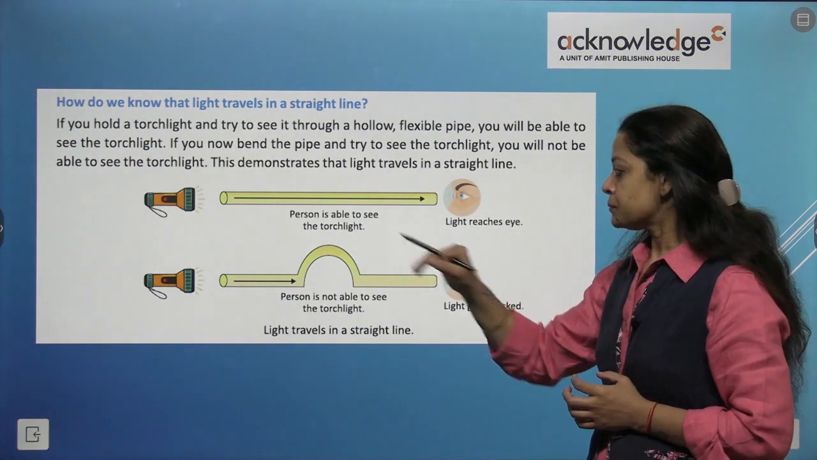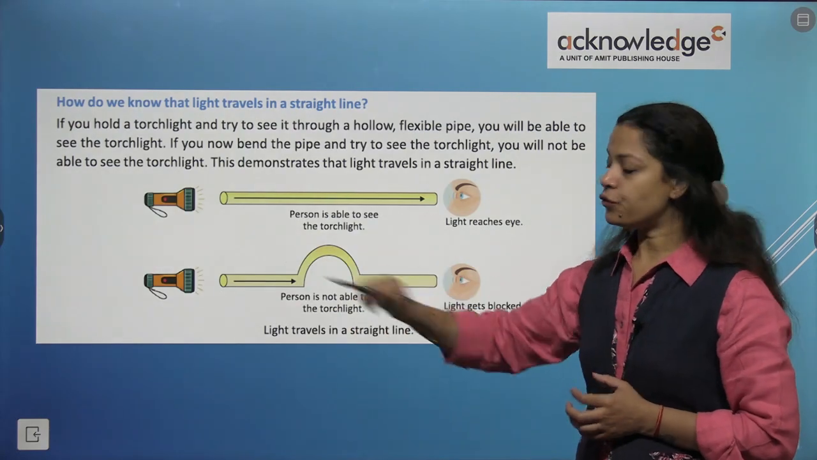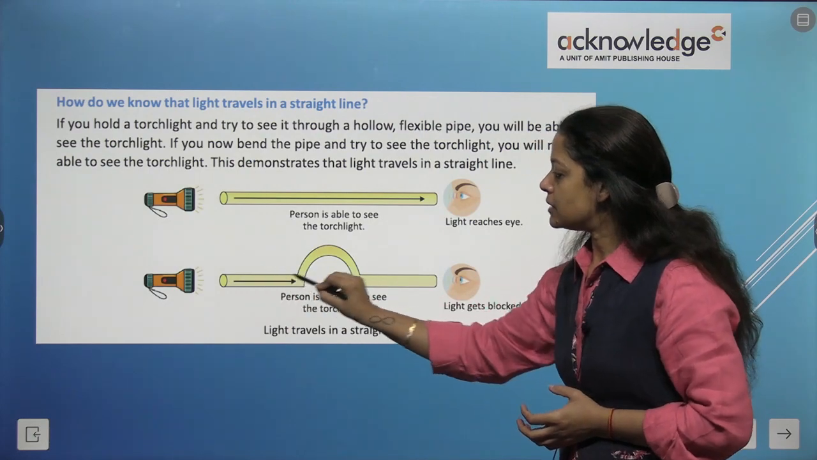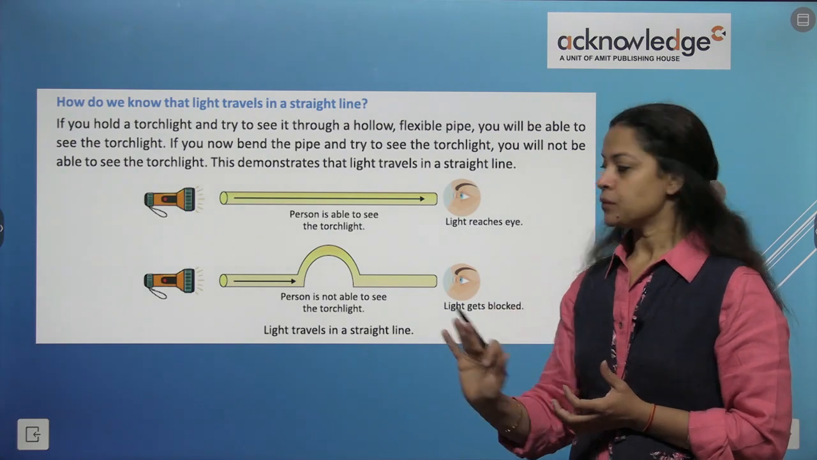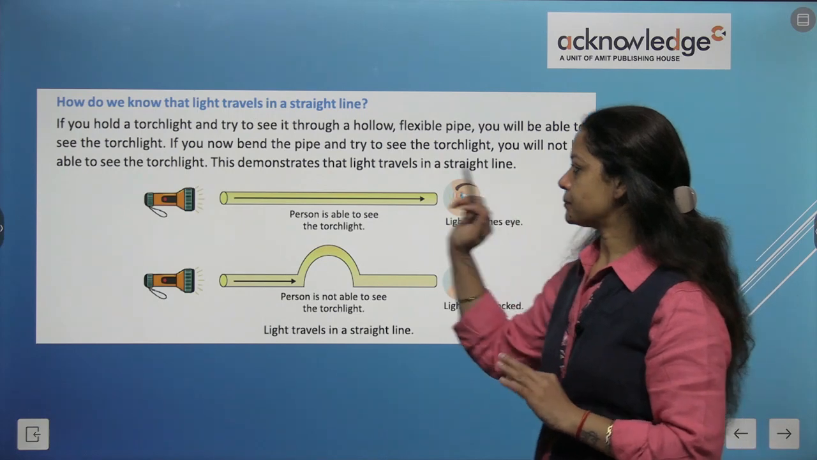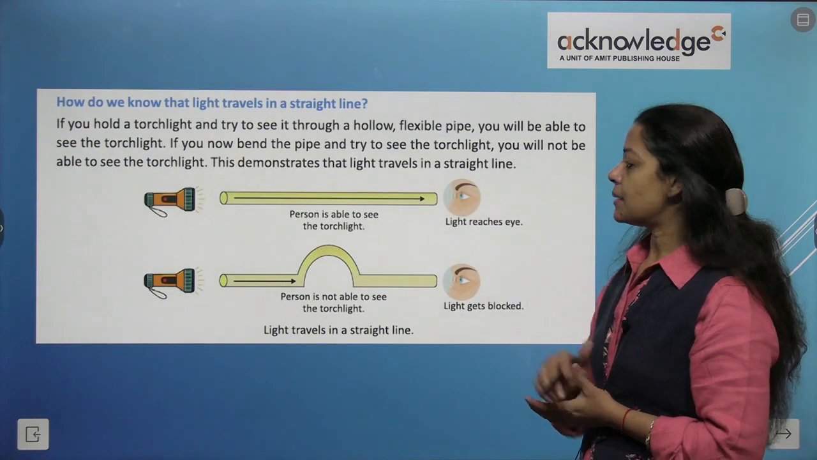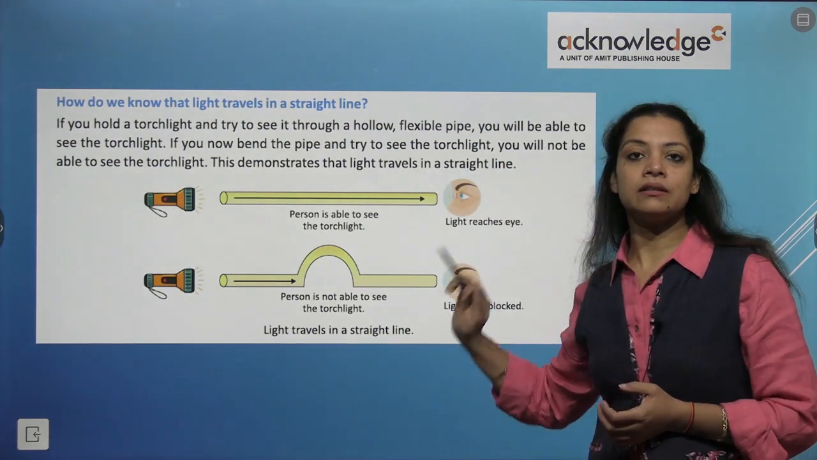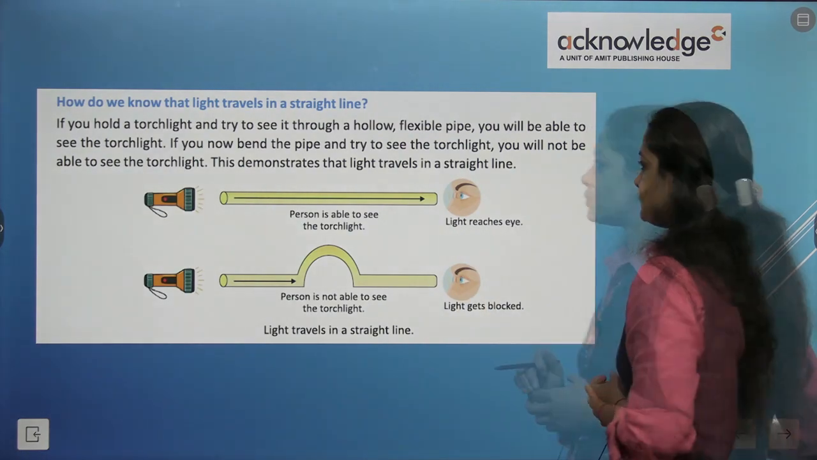Similarly, if you bend this pipe like this, and then you focus the same light, you will not be able to see because the light will travel till here and this obstruction will block the light. तो यहाँ से curve start हो जाएगा, वहाँ से light projection will be stopped. So if you now bend and try, you will not be able to see. This demonstrates that light travels in a straight line. This practical thing you can also follow at home. This will prove that light travels in a straight line.